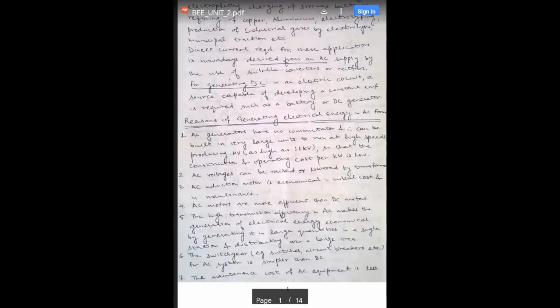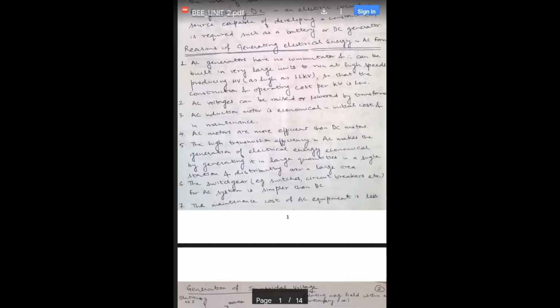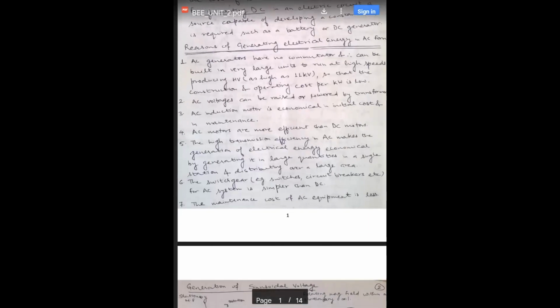Now, what are the reasons for choosing electrical energy in AC form? It is that AC generators have no commutators. So what is this commutator? A commutator is nothing but a mechanical rectifying device, or you can say a mechanical rectifier. These are placed in DC machines, DC motors and DC generators.